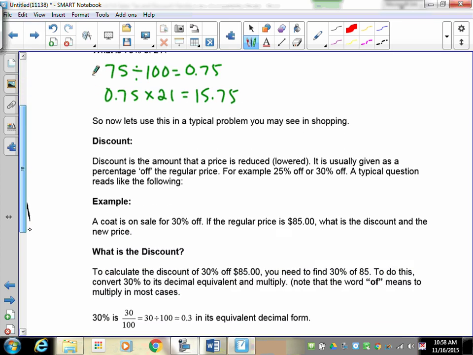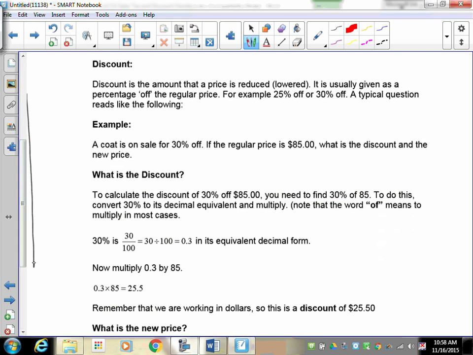Let's go on to a problem that you may encounter in shopping. Discount. Remember, discount is the amount that a price is reduced or lowered. All right? It goes down. For example, 25% off or 30% off means that the price is going to go down by 25% or 30%. So your first step is to calculate what that number is so that you can actually reduce it. All right? So what is the discount?